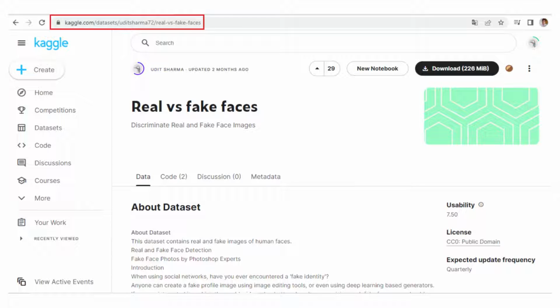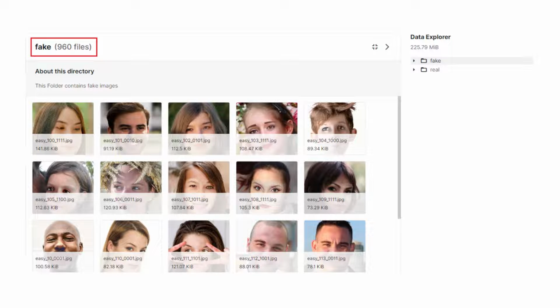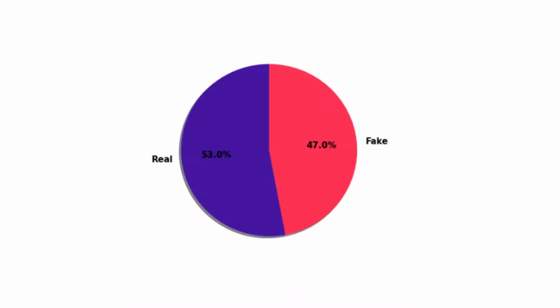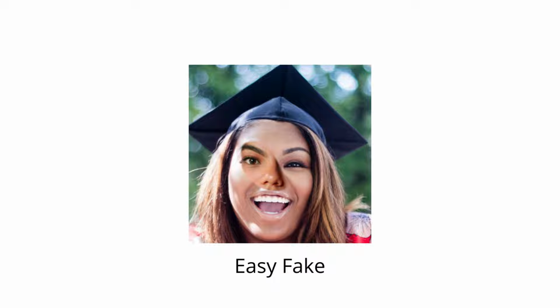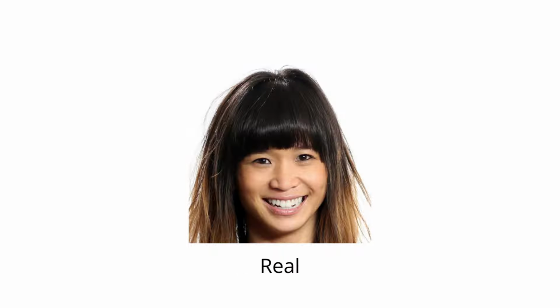With that in mind, we decided to analyze through machine learning models a dataset available on Kaggle and proposed by Yuri Sharma. In total, there are 226 megabytes of 2041 images of people's faces divided in 2 classes, fake and real. The amount of images in each class does not differ much from each other, and the dataset is almost balanced. Within the fake class, the images are divided into 3 difficulty categories: easy fake, mid fake, and hard fake. And within the real class, there is only one category, which is real.